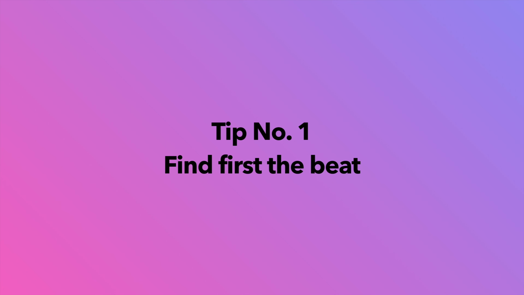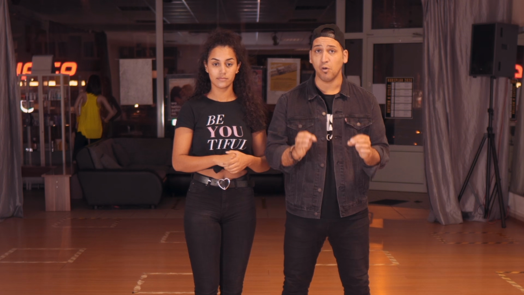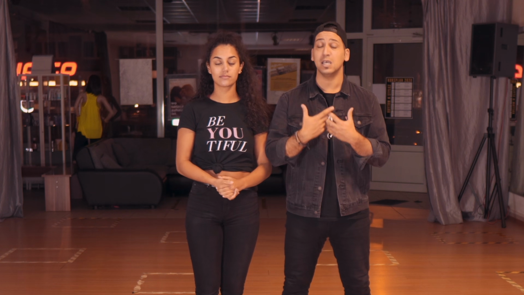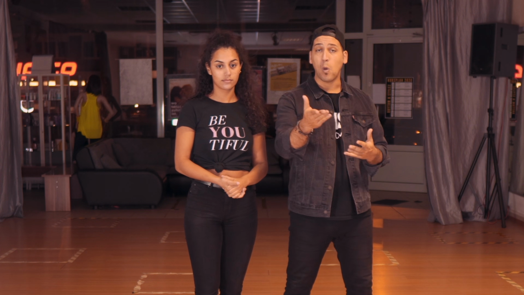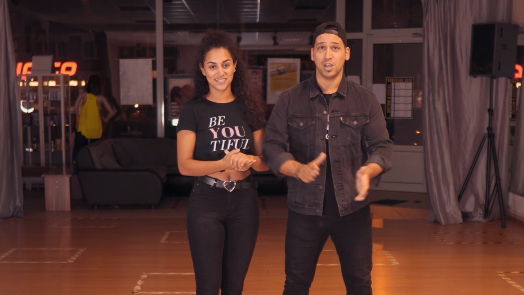Find first the beat instead of finding the one. So probably you didn't know, but the beat of salsa is 4/4. Yes, 4/4. And 4/4 for us humans is easy to understand. Why? Over 90% of pop songs are in the same beat. It's 4/4. That means 1, 2, 3, 4, 1, 2, 3, 4.